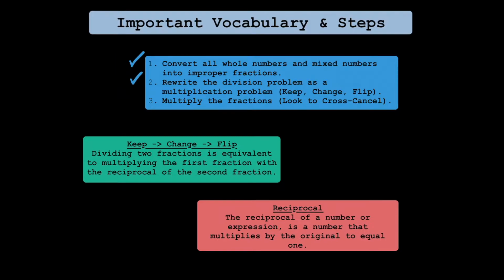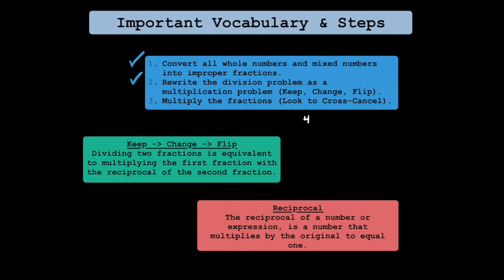Second, we're going to have to rewrite all division problems as a multiplication problem. As an easy way to remember this process, we're going to call it keep, change, and flip. The keep refers to keeping the first fraction the same. The change refers to the fact that we're going to change each division problem into a multiplication problem. And the flip means to reciprocate or flip the fraction after the operation.